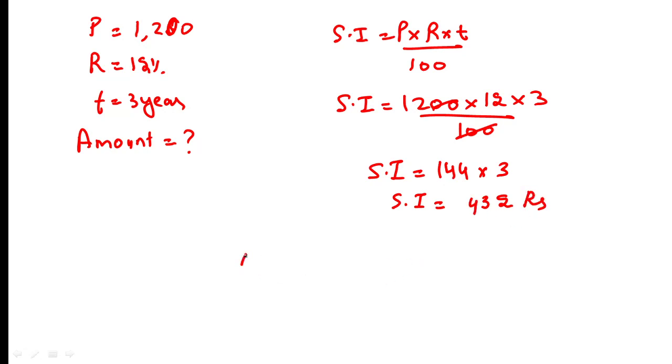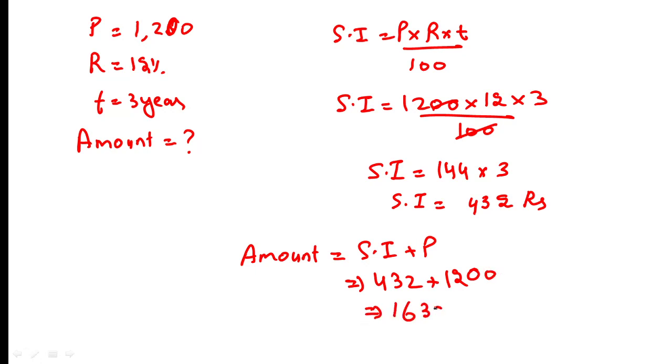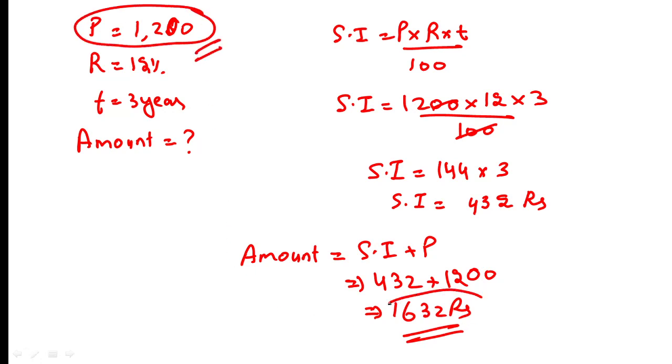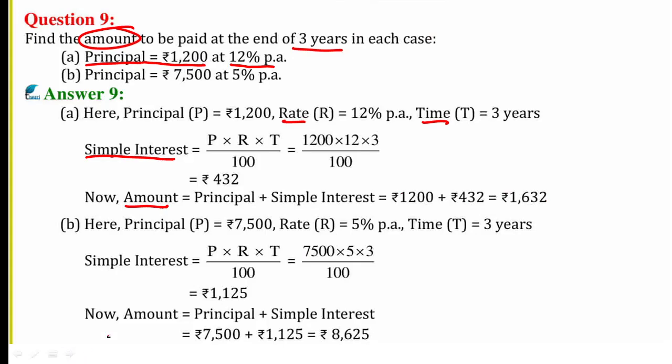In order to calculate amount, amount is the total money you have after 3 years. So it is simple interest plus your principal. Simple interest is 432 and your principal is 1200. So you will obtain 1632 rupees after 3 years. If you deposit 1200 rupees in the bank, you will obtain 1632 rupees after 3 years.